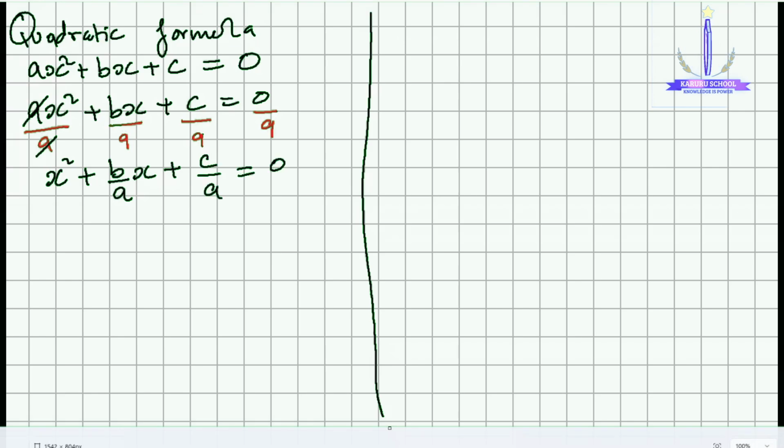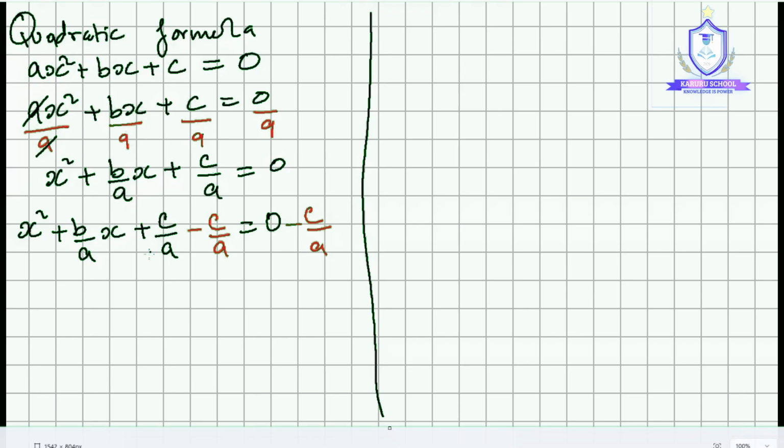Then the next step, you subtract c over a both sides. So we have x squared plus b over a x plus c over a minus c over a equals 0 minus c over a. So this c over a on the left hand side cancels out and you remain with x squared plus b over a x equals negative c over a.